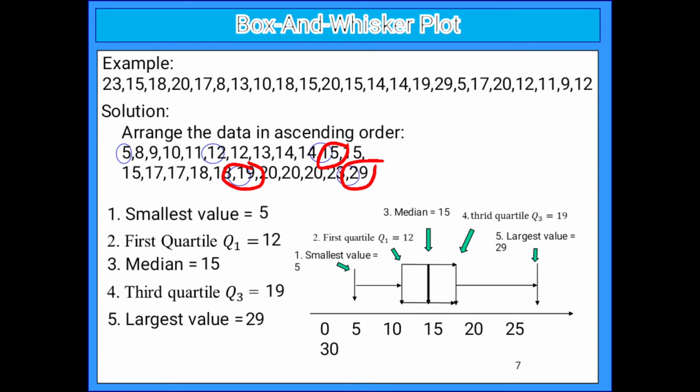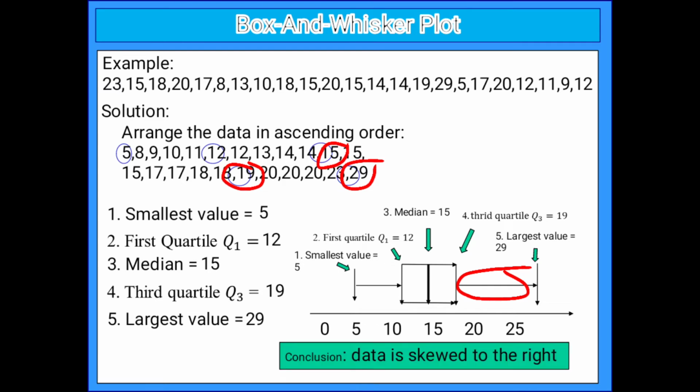And the distribution is skewed to what? How can we understand or infer what will be the shape of the distribution? Let's take a look. What is the longest line? Right? As you can see, the long line is on the right side of the distribution. It means that our data is skewed to the right, or it means that it is positively skewed.